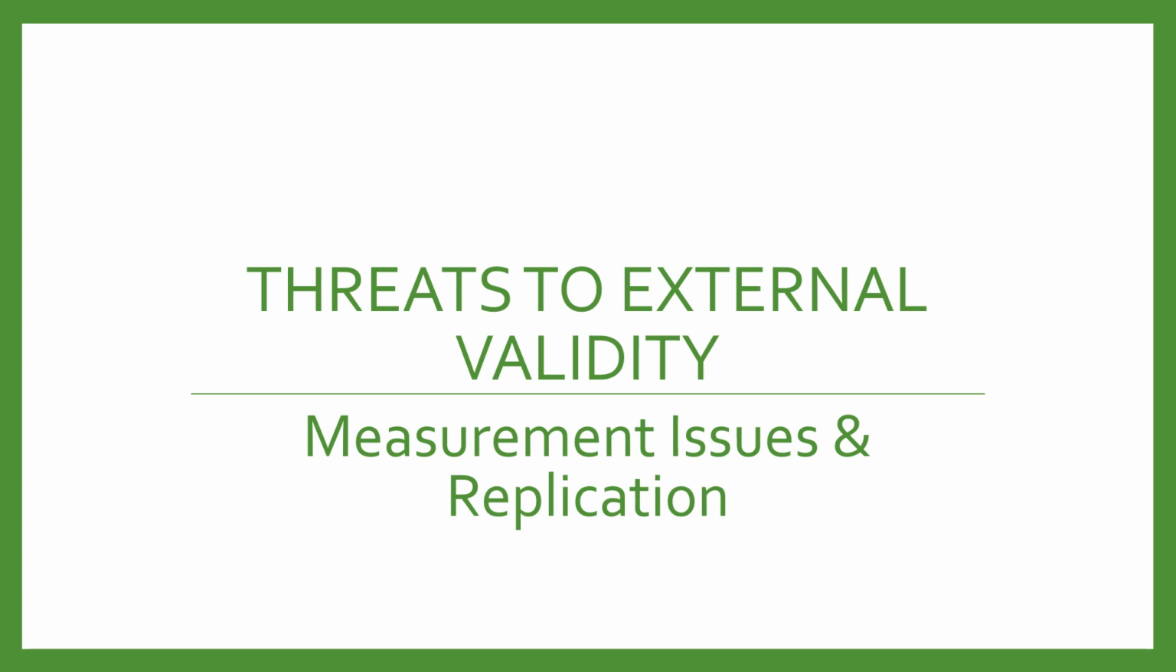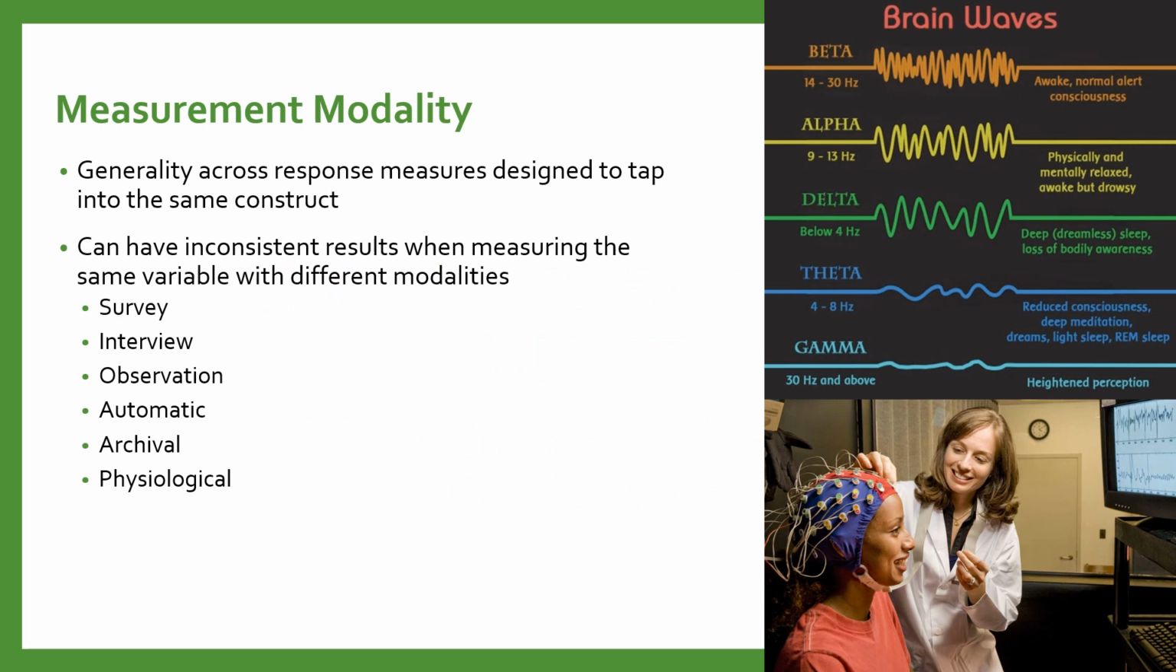Now let's take a look at how measurement issues and failure to replicate findings over time can have an impact on external validity. So if you remember, we have many different modalities of measurement. So you can have behavioral observation, you can do survey research, you can have physiological measures.